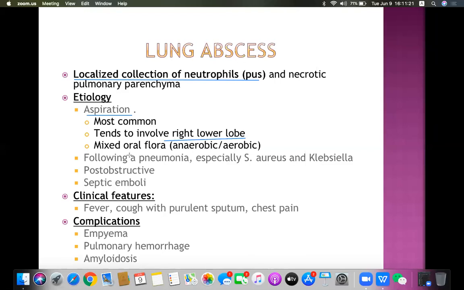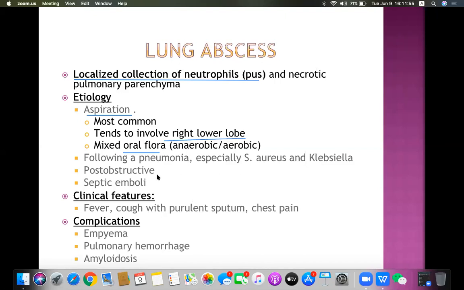And in case of aspiration, we have mixed type of bacteria because it mainly goes from the oral cavity, and in the oral cavity we have a lot of anaerobe and combination of aerobe. So usually it's a mixed flora. That's why when we are using antibiotic, we need to cover the anaerobe as well. Two important antibiotics cover the anaerobic infection. These are metronidazole and clindamycin. Metronidazole and clindamycin, remember that.